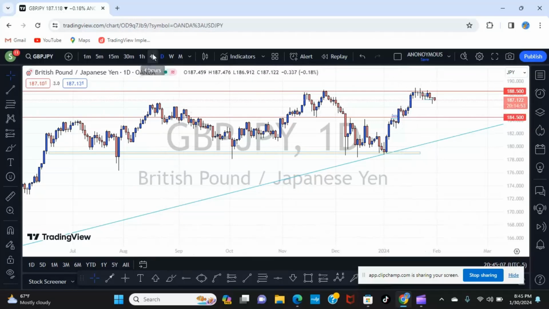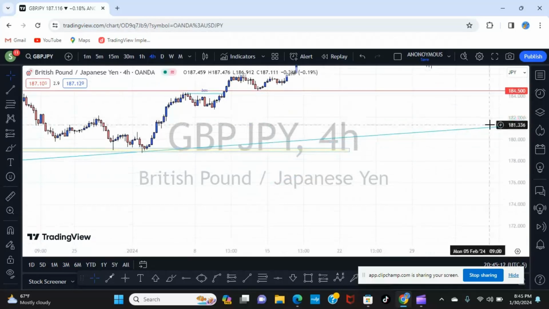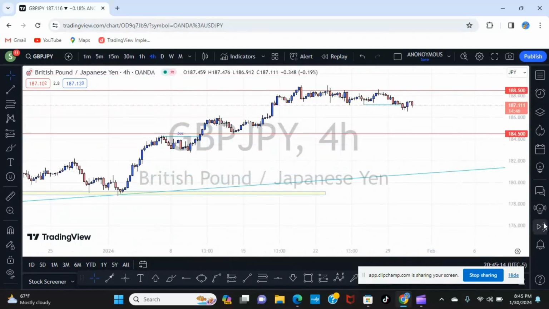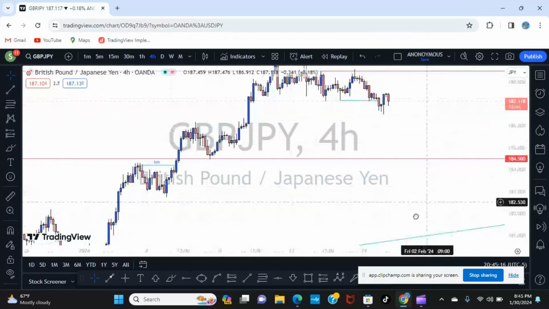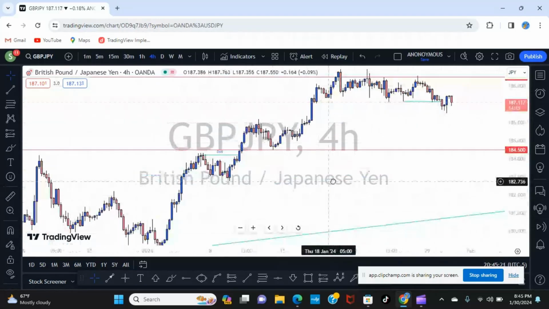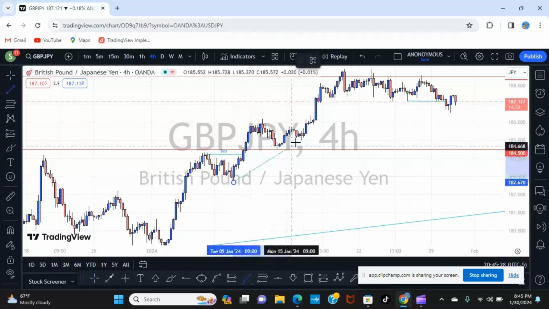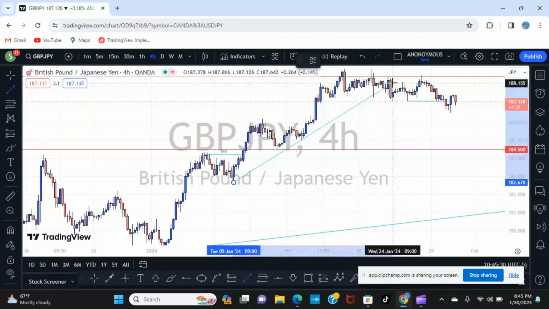So I'm gonna go on the 4 hour time frame and let's now observe what the market is doing. We're gonna see the trend line right here. We can notice that the market has changed the trend on the 4 hour time frame because we have a break of the trend line right here.